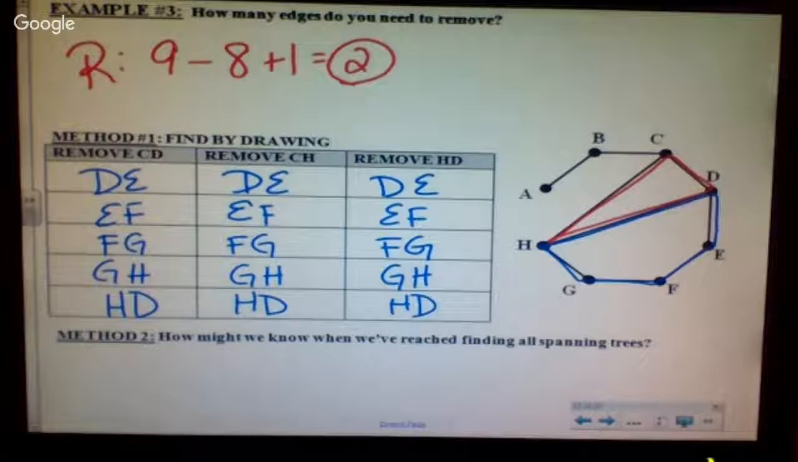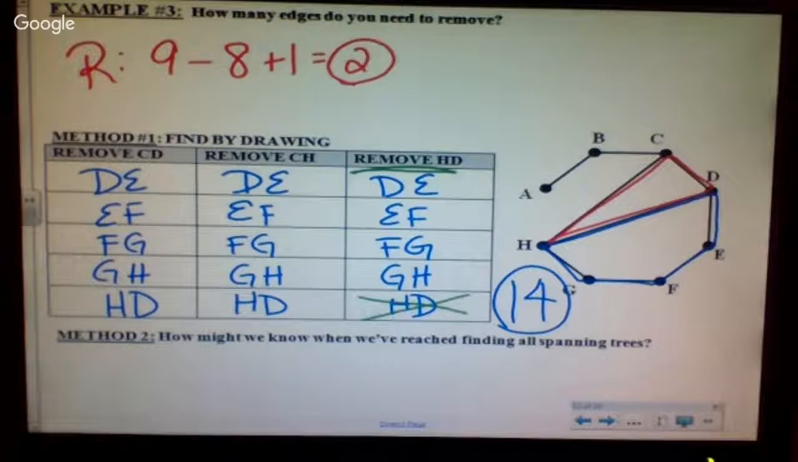Mr. Range just said there's 15. There's only 14. Why? You tell me. Because that one shares a line. Look right here. If I remove HD, I can't remove HD again. That doesn't work. So you only have 14 instead of 15. You can't remove the same line twice. So I have a shortcut for this as well.